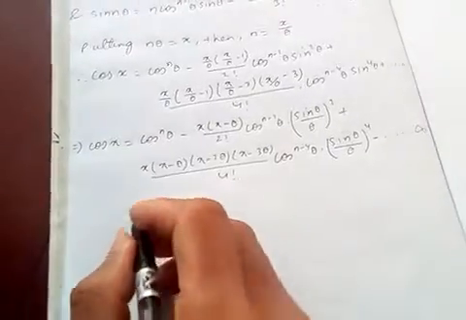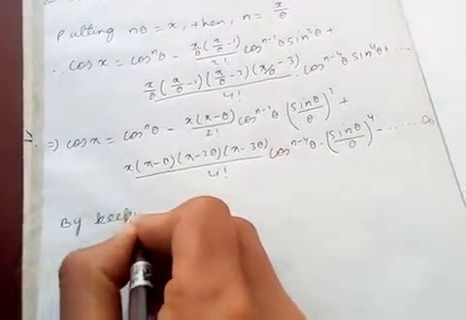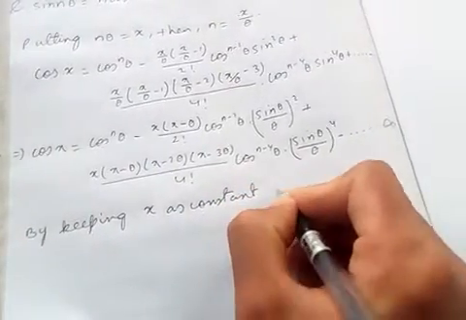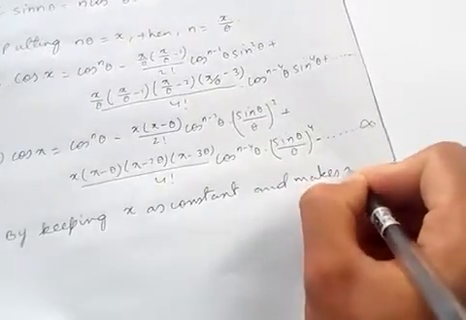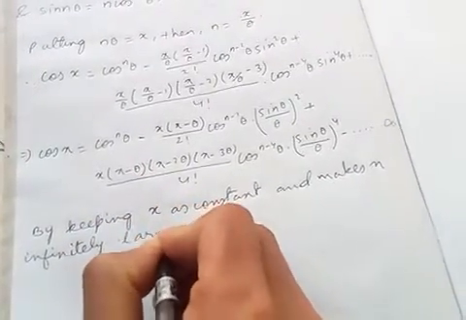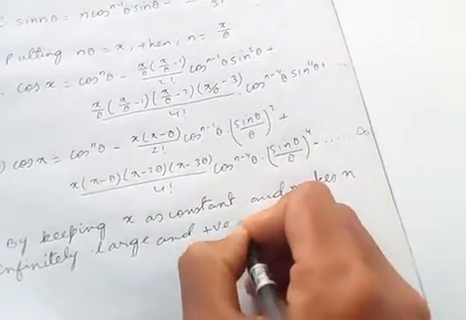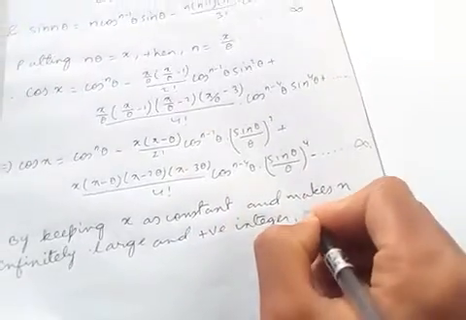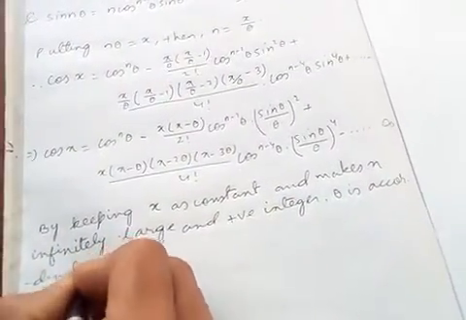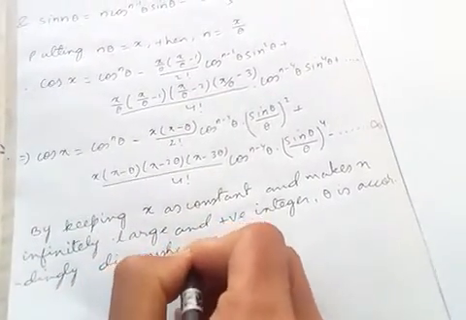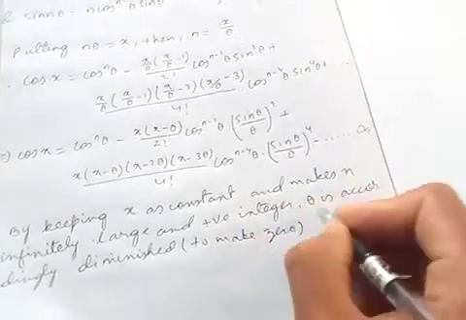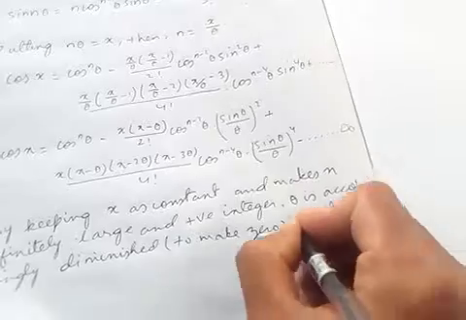Now by keeping x as constant and making n an infinitely large positive integer, then theta is accordingly diminished infinitely, to make theta 0.